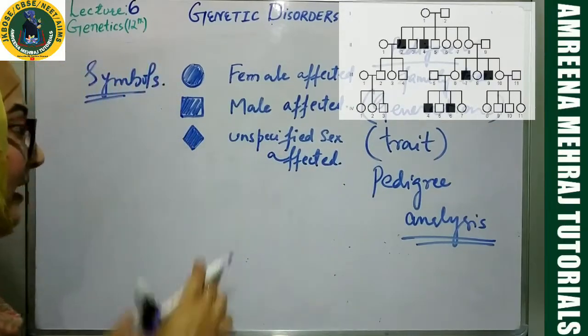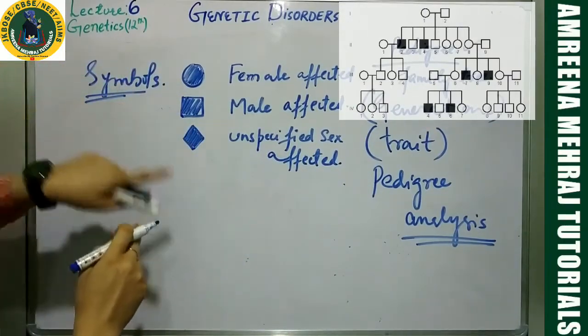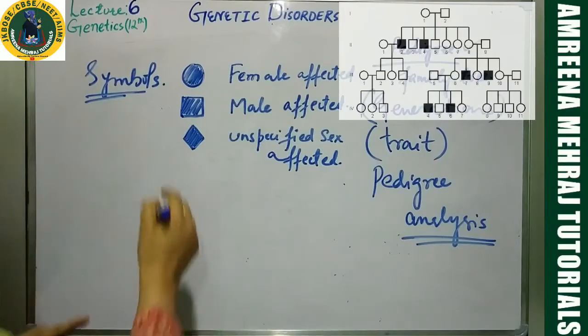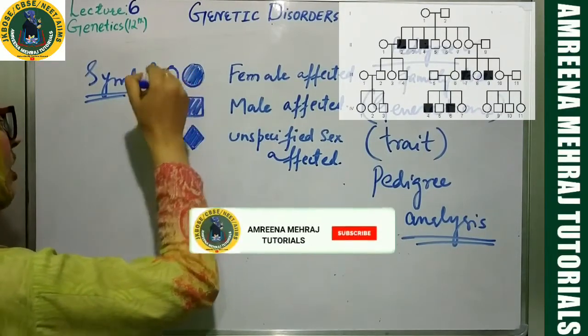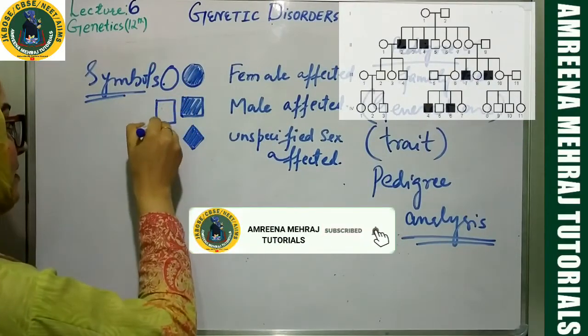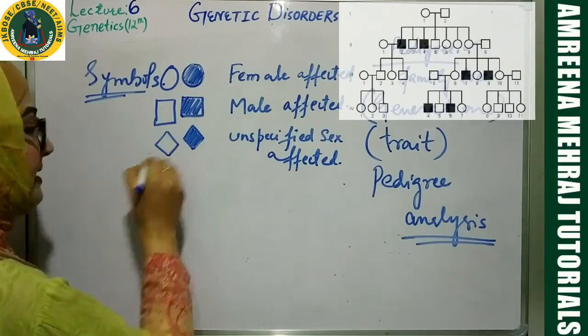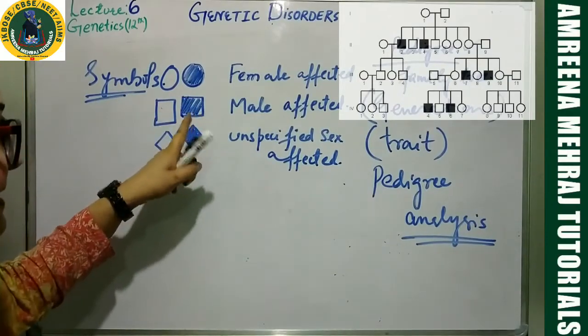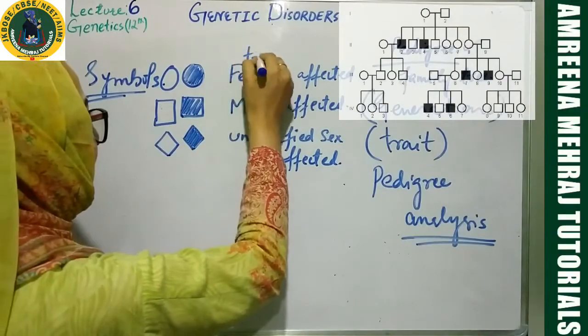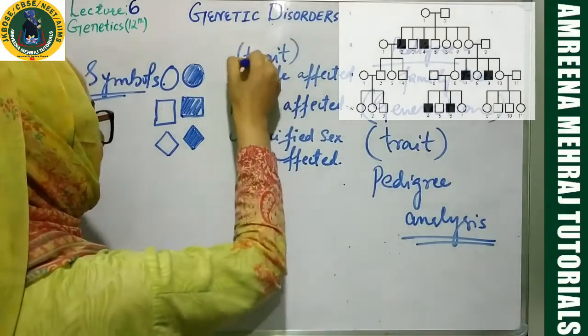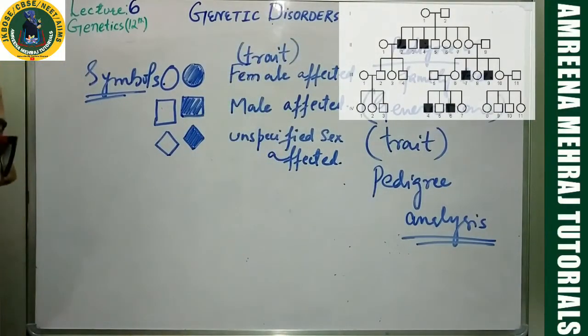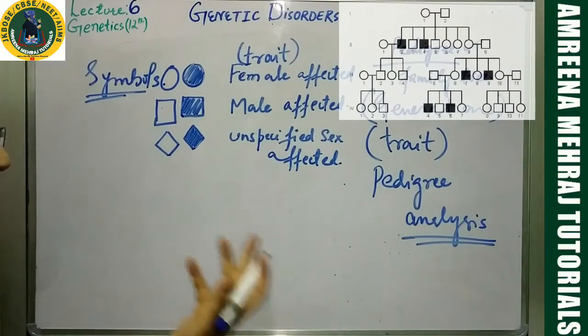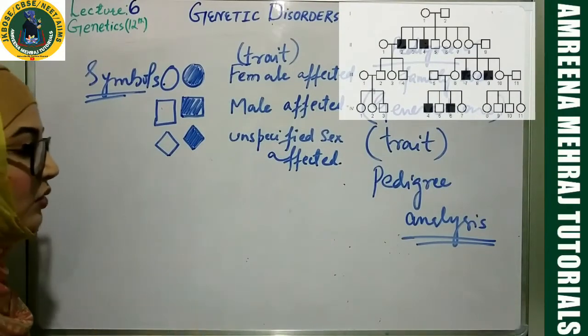So, a clean circle and a filled circle have a distinction. If a circle is like this, it is normal. If a square is like this, it's normal. If a diamond is like this, it's normal. But if you fill them, it means the individual is showing some trait, some disorder. Now, which disorder remains the question, what sort of disorder the question speaks about.